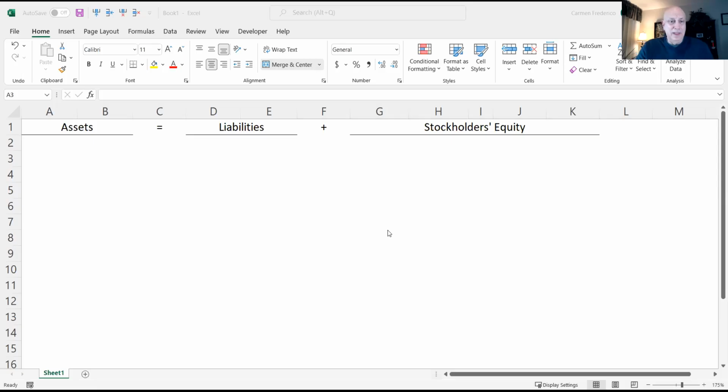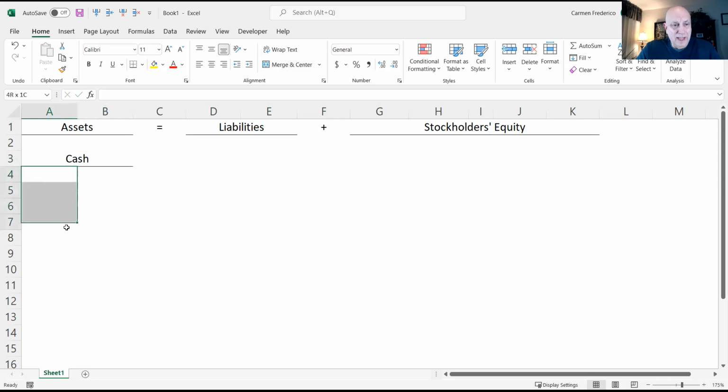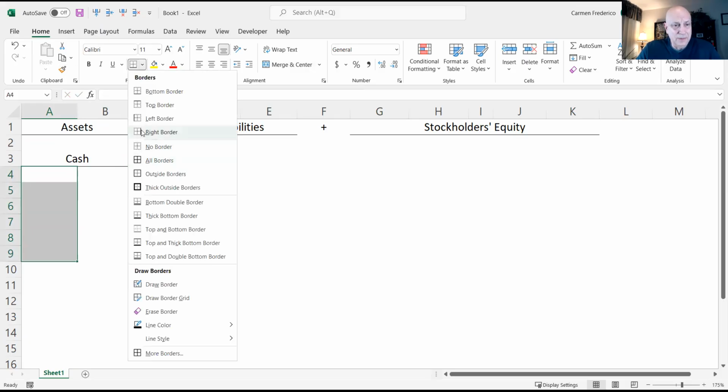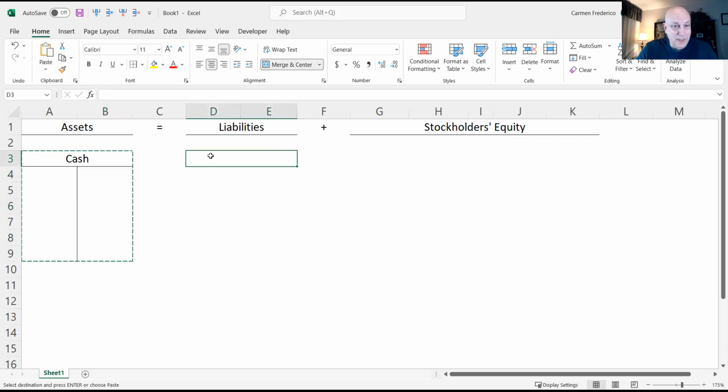As you can see, I have an Excel spreadsheet on my screen, with assets on the left side of the equation, and liabilities and stockholders' equity on the right side of the equation. As we saw in the last video, cash is an asset. If we draw a line down the middle, we show something called a T account. Accountants use this very sophisticated tool called the T account. It has a left side and a right side. That's all it has.